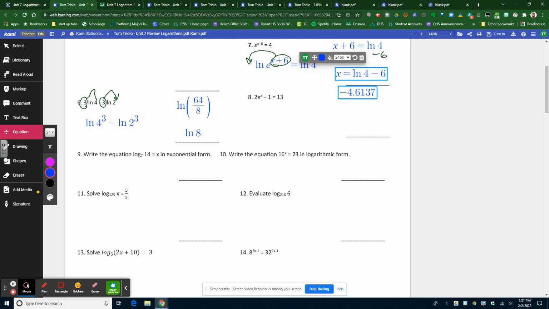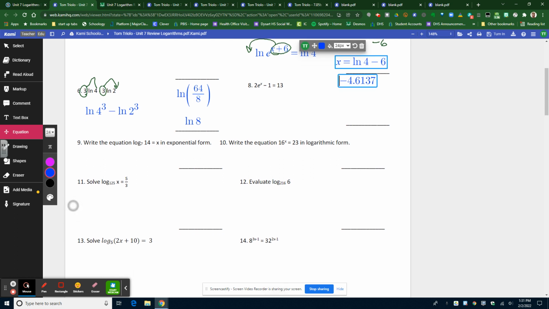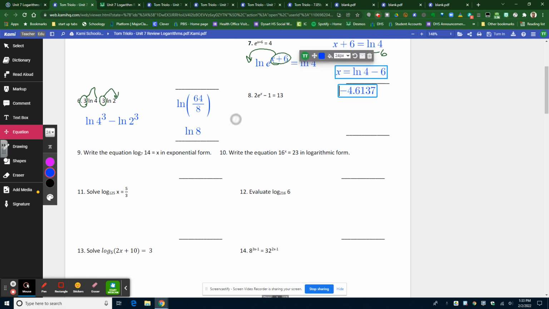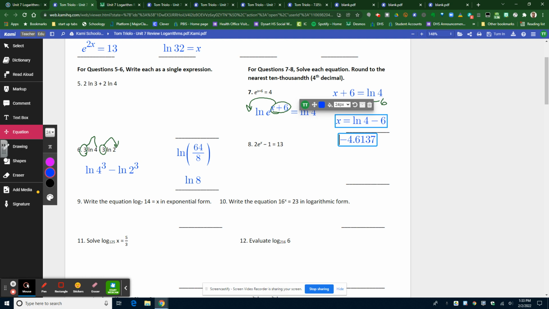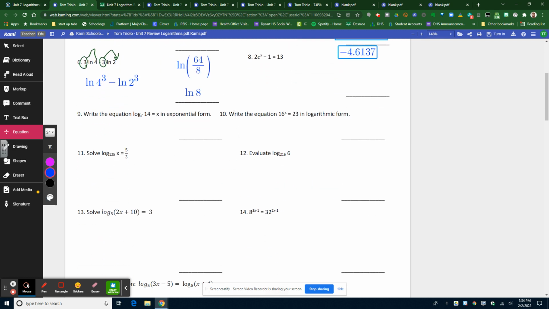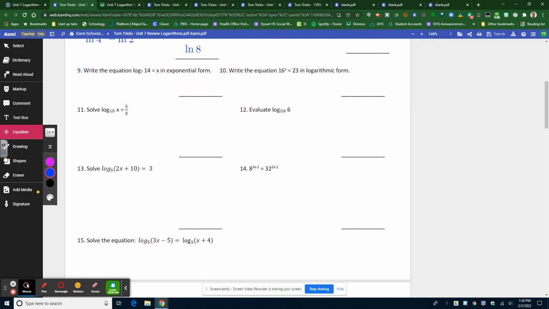Solve the log. Let's do 13. Try 13. Skipping around. I have a variable in a place that I can't solve it for in its current location. My last one, my variable was in the exponent. This one, my variable is part of the log. So the last one, I changed it into logarithmic. This one, I'm going to change it into exponential.